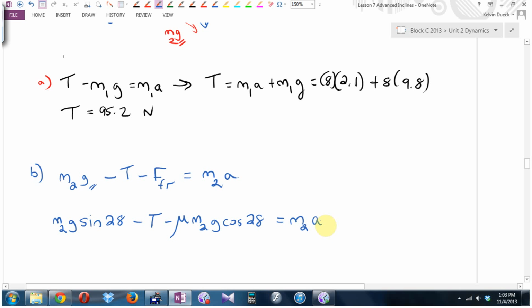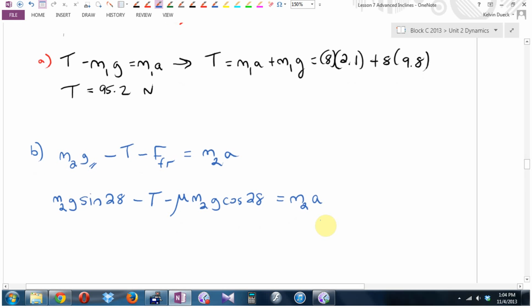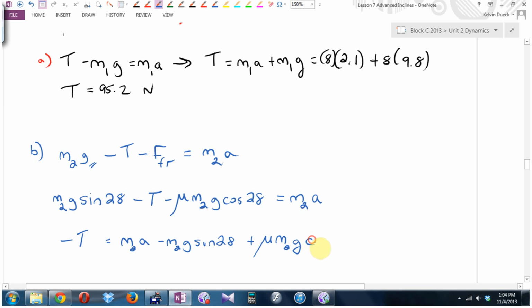Manisha, how many M2s are there in this question? Did you say 3? Of course, you said 3, right? One in the first term, one in the third term, and then one on the right-hand side. Let's get them all to the same side. So I'm going to drop the negative tension down. And I'm going to say this is M2A minus M2G sine plus mu M2G cos.